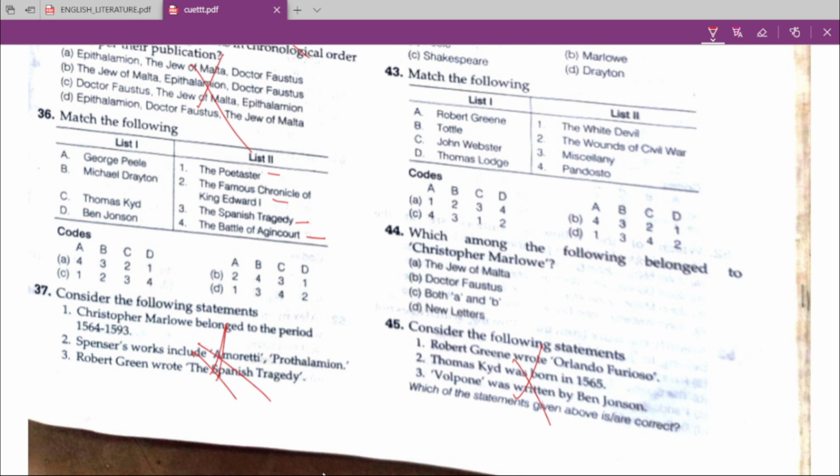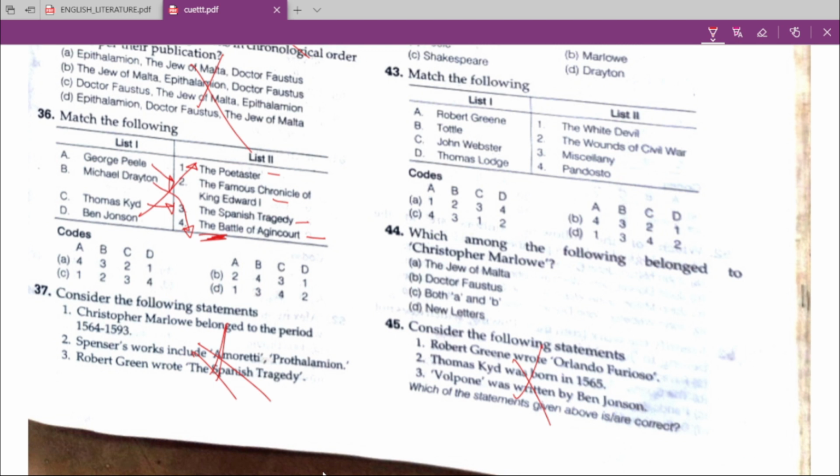So The Famous Chronicle of King Edward I, I earlier told, was written by George Peele. Thomas Kyd has written The Spanish Tragedy. Thomas Kyd is regarded as one of the University Wits, and the term University Wits was coined by George Saintsbury. So Thomas Kyd has written The Spanish Tragedy, whereas Ben Jonson has written The Poetaster, George Peele has written The Famous Chronicle of King Edward I, and Michael Drayton has written The Battle of Agincourt. So here, that is B4.